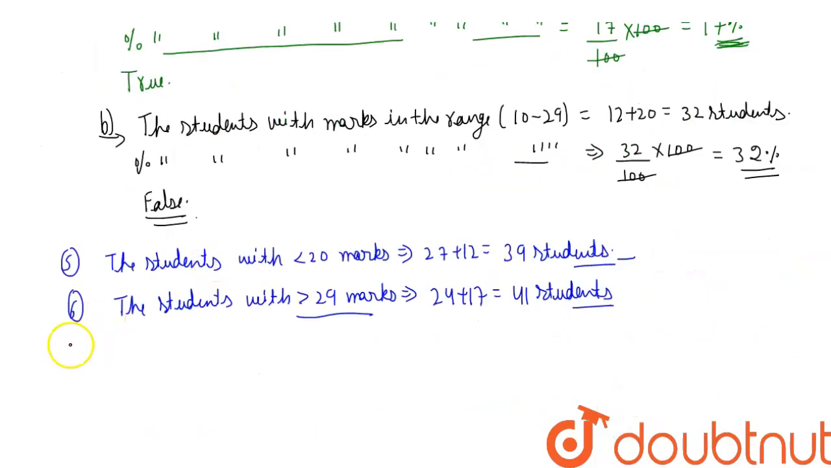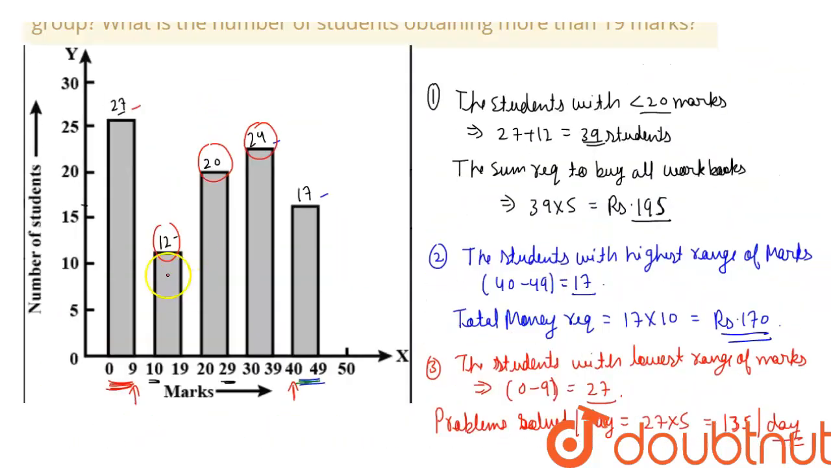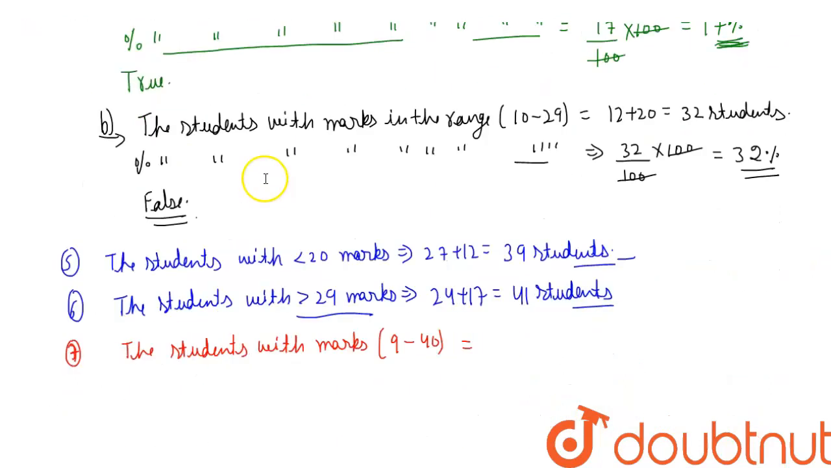So in the seventh part of the question, they have asked about the students with marks in the range from 9 to 40. Such number of students would be, from 9 to 40, 12 plus 20 plus 24. And if we solve this, then we get 56. So we have 56 such students who have got marks in the range from 9 to 40.